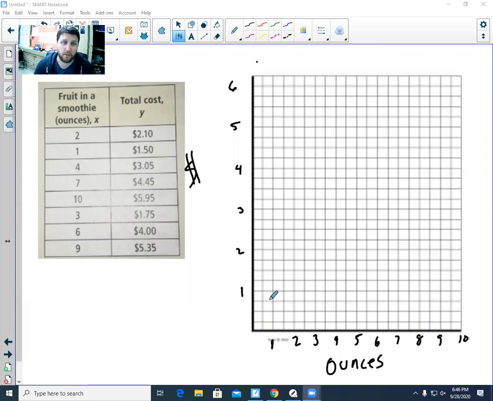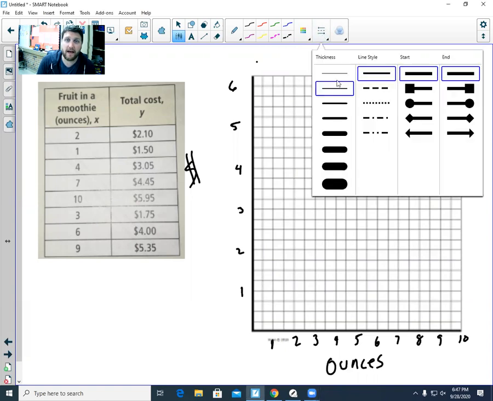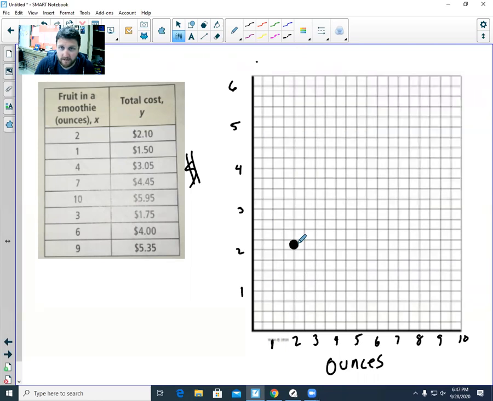So now I'm going to plot these points. I know that I'm going to have a certain amount of ounces of smoothies and a total cost. So if I have 2 ounces of smoothie, then that's going to be just a smidge more than $2 and a little less than $2.25. So that's going to be somewhere in there. 1 ounce of smoothie is at $1.50. So that's going to happen right at this line right here.